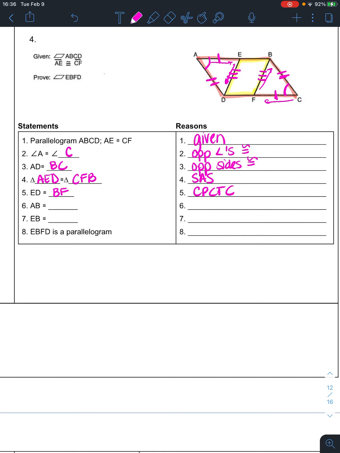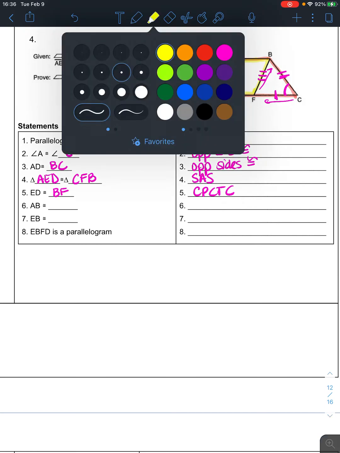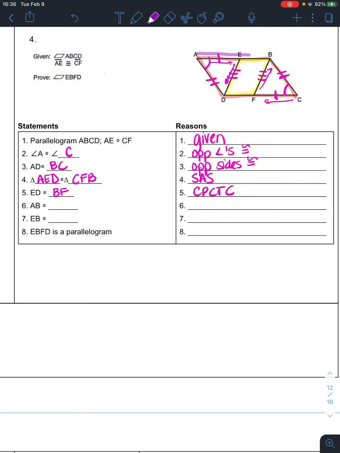All right, well, now I need some more information. I don't have anything about the angles, so I can't use anything parallel. So I need to get some other piece of information. Well, I do know that because it is a parallelogram, I know that AB is congruent to DC. Okay, that's opposite sides are congruent again. But now we're talking about a different set of sides.